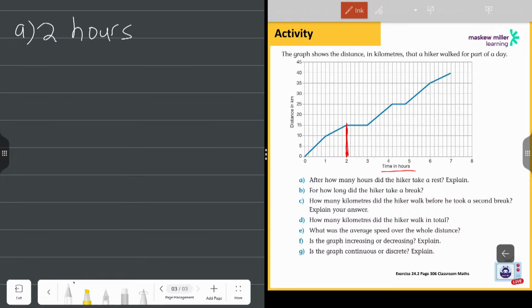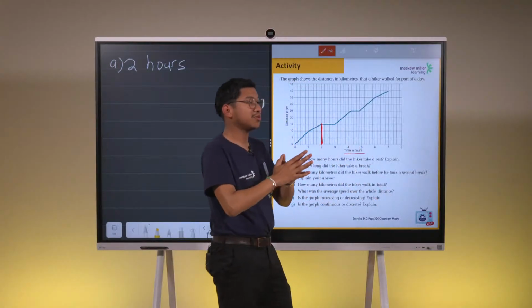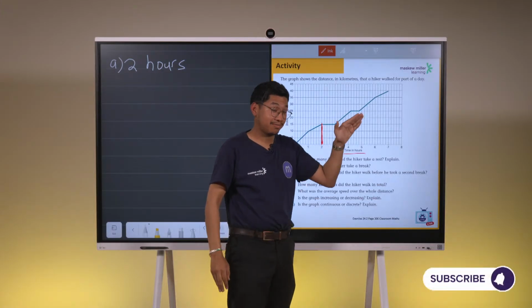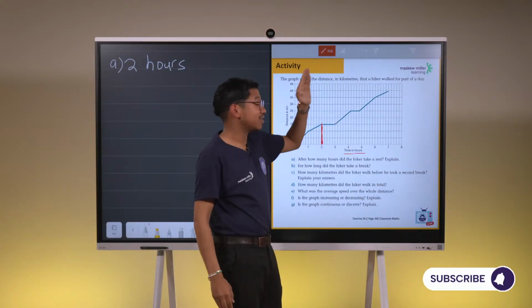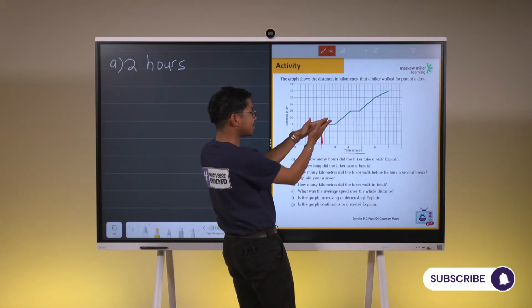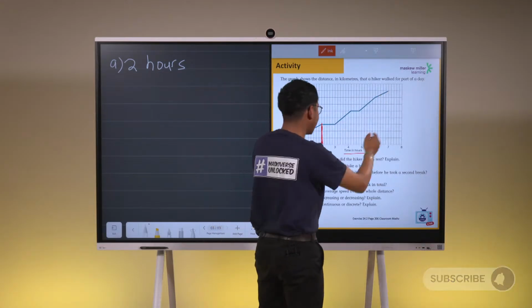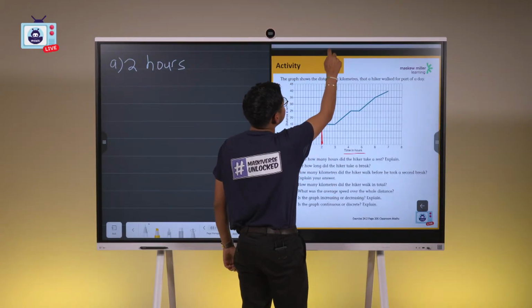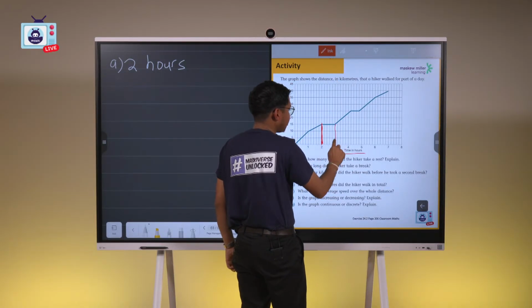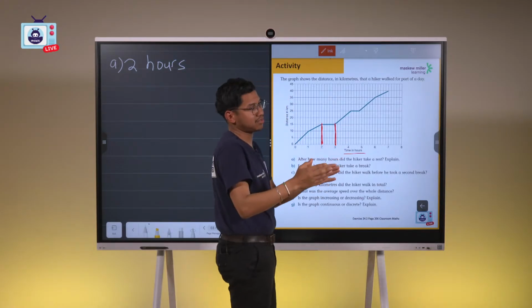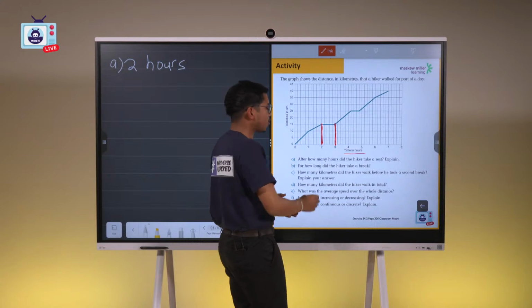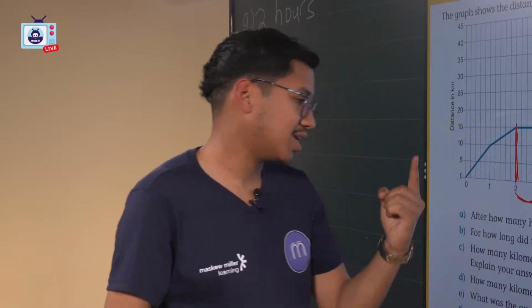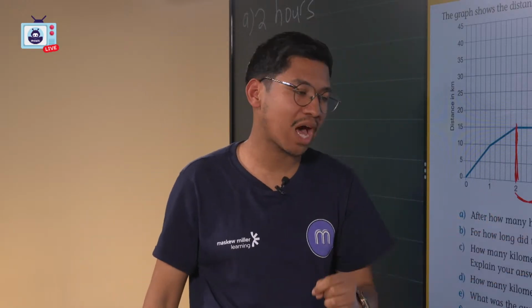Then it's asking, for how long did the hiker take a break? So we need to see, okay, for how long wasn't there an increasing trend in this distance that he has covered? It's only once the distance is increasing that it means he is walking more. So we can see here between these points, let me just do that. There we go. Can you see? There's no increase in terms of the distance, meaning he wasn't walking. And then obviously the difference between 3 and 2 is what? 1. So he rested for 1 hour, he took a break for 1 hour before he continued.